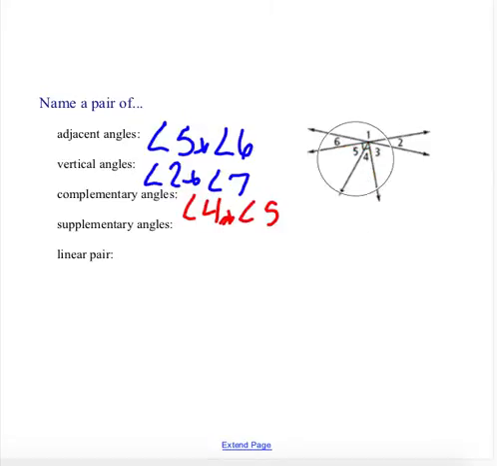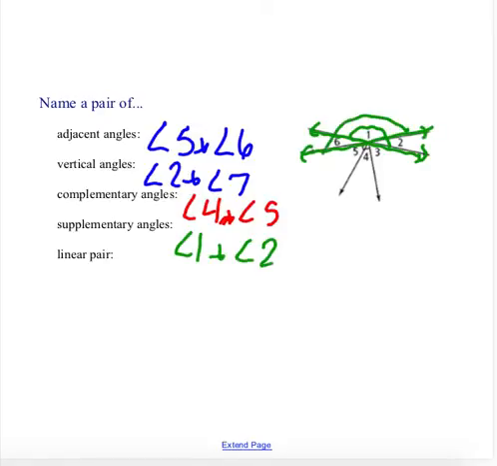Supplementary angles. Supplementary adds up to 180. Again, there's a lot of them. What I like to do is just pick a line. So I'm going to pick this line right here. I only want 2 angles, so I'm going to go with 1 and 2. That'll give me 180 degrees. You could also go 1 and 6. And I think as far as 2 angles, that's all of them, I think.